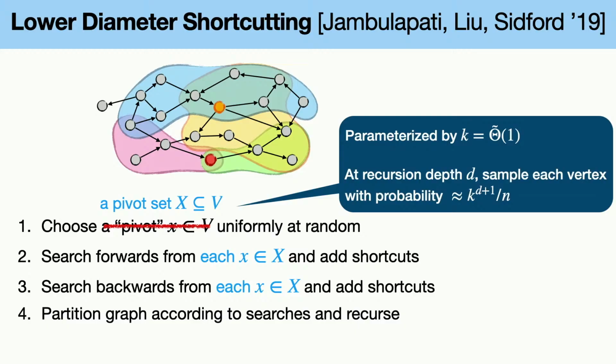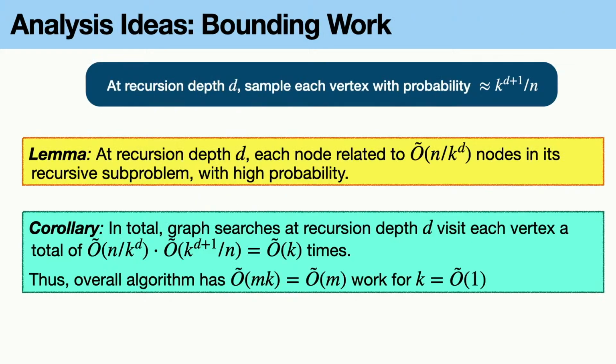So that's the improved algorithm, basically the same thing. I think I will tell you roughly how this works. So bounding the work is actually pretty easy, and I'm going to skip this. But it's pretty easy to argue, you could probably do this as an exercise yourself, that at recursion depth d, each node is related to at most n over k to the d nodes in its subproblem. The only trick you would need to do is, yeah, I won't go into that. You can figure it out for yourself, or I can tell you afterwards.